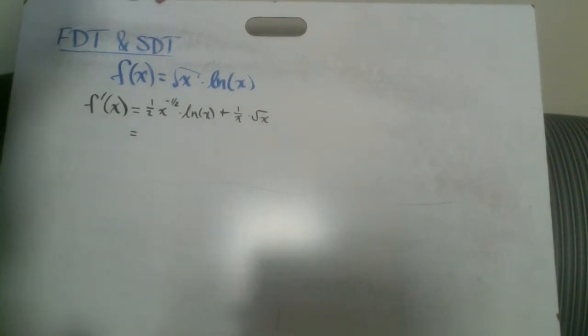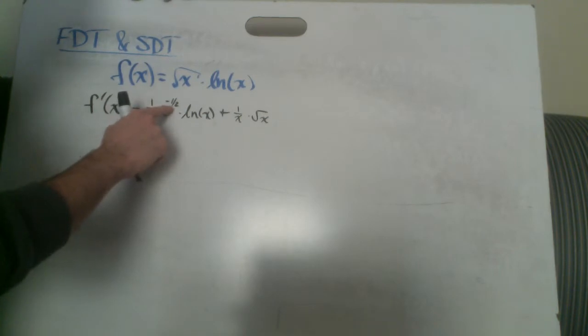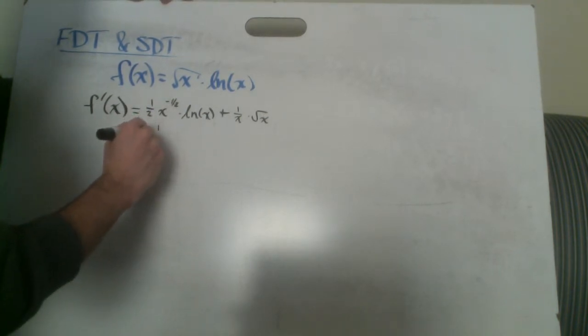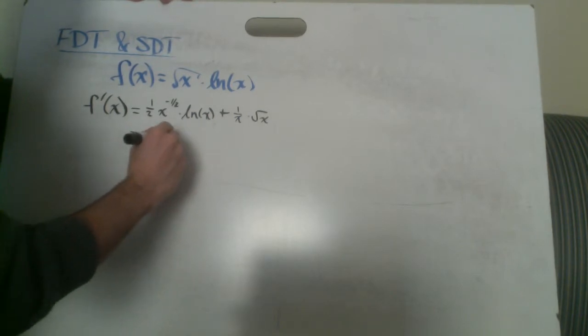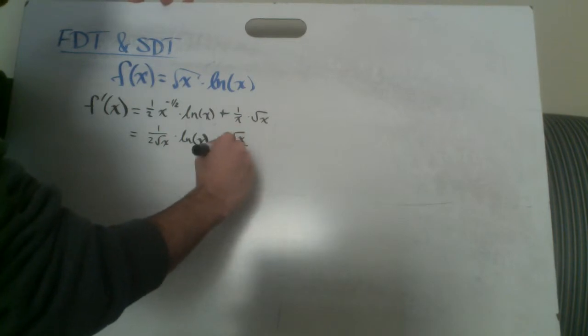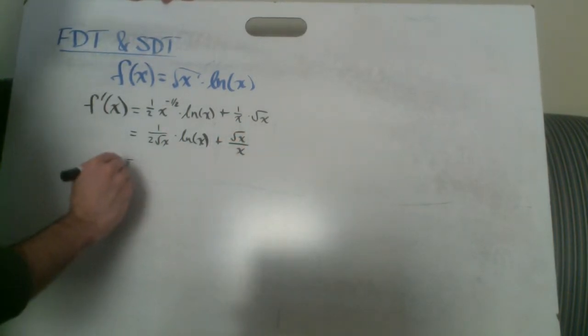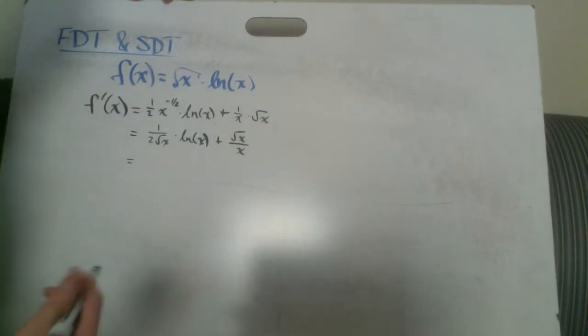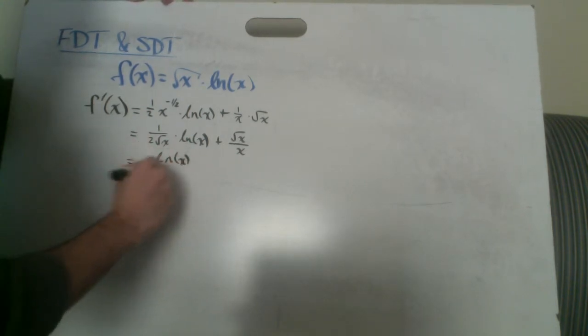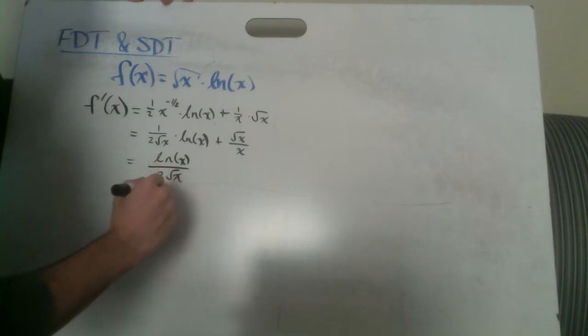And maybe we'll tidy this up a bit. So x to the negative 1/2 is 1 over x to the 1/2, which is 1 over square root x. So this is 1 over 2 root x times natural log x, and this is root x over x. And let's keep tidying so that we make this a bit better for us as well. This is going to be natural log x over 2 root x.